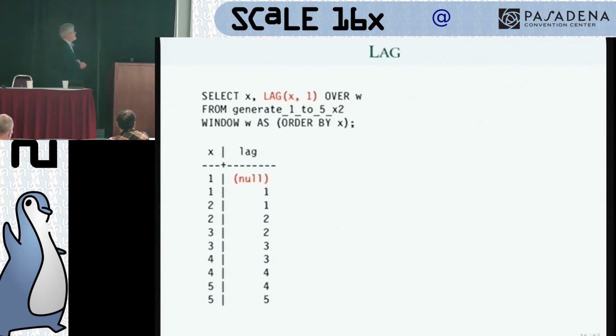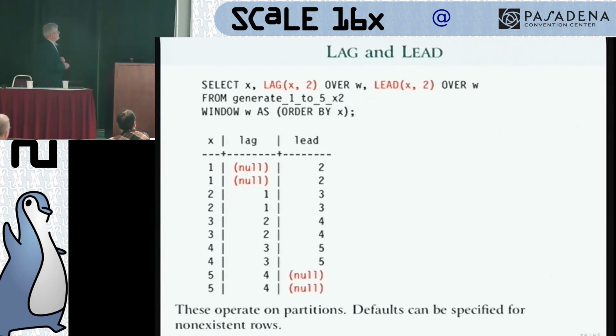Another one, lag. Lag is a row before my current row. Okay? So in this case, for row 1, there is no row before it, so it returns null. All the other rows just shift down by 1. So this is, again, a window-specific aggregate. It can only be used with an over clause, a window function. And it's always the row before. All right? And you can do lag 2. Give me 2 rows before. And again, it returns null for the rows that don't exist.